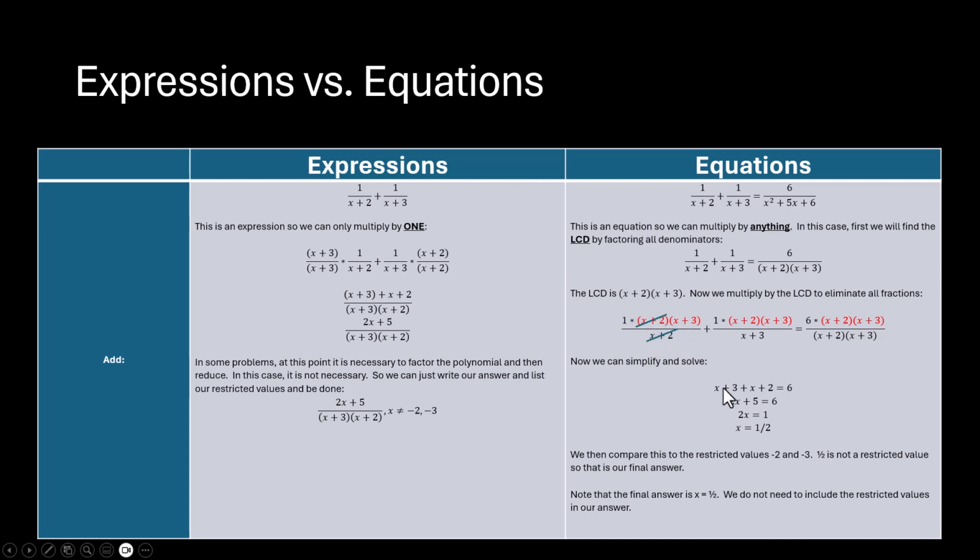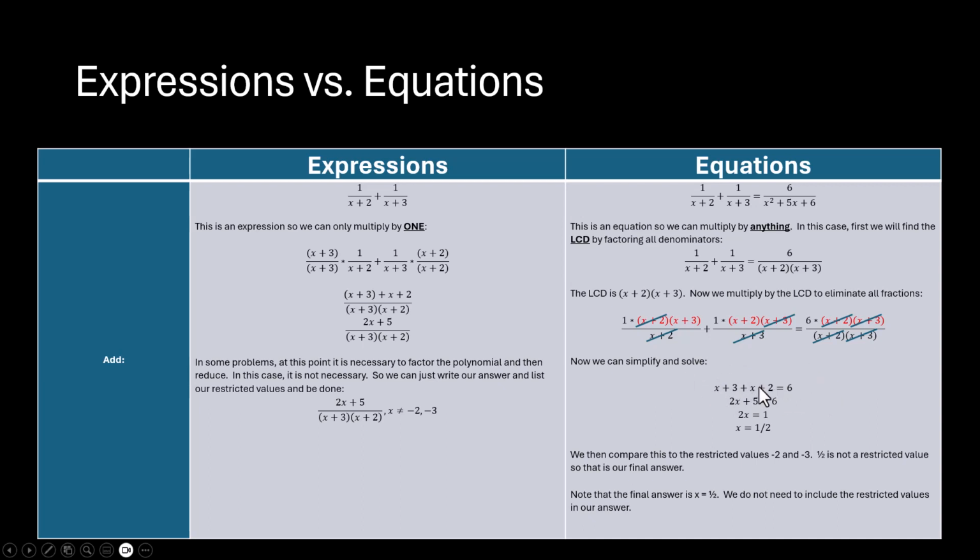So that just gives me an x plus 3. Then over here, you can see that the x plus 3's cancel out, so that just leaves me with 1 times x plus 2, or x plus 2. And then on the other side of the equation, both factors cancel out, so then we just have 6. So now you can see this is so much easier and simpler to work with. It's just a linear equation.